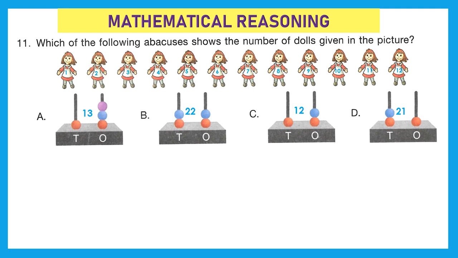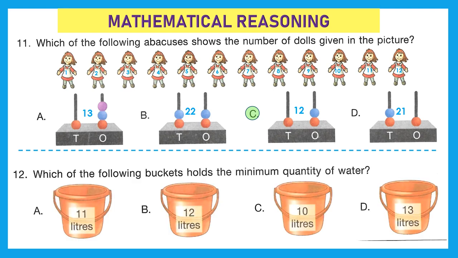We got our correct answer, that is option C, because it has 1 at tens and 2 at ones place, and 12 is the total number of dolls given in the picture. Question 12. Which of the following buckets holds the minimum quantity of water?